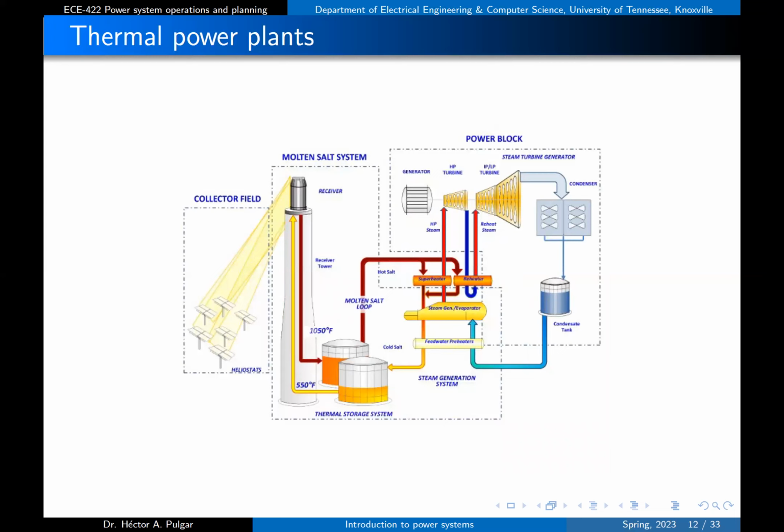Today, also, we have a new type of renewable energy. How are we doing with time?